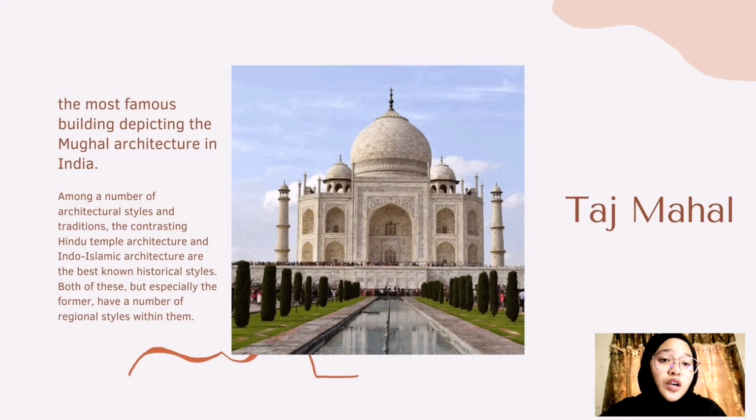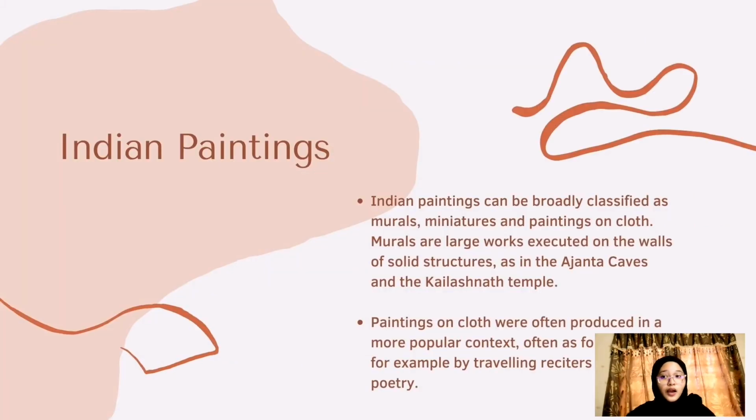Among a number of architectural styles and traditions, the contrasting Hindu temple architecture and Indo-Islamic architecture are the best known of their historical styles. But both of these, but especially the former, have a number of regional styles within them. Paintings can be broadly classified as murals, miniatures, and paintings on cloth.